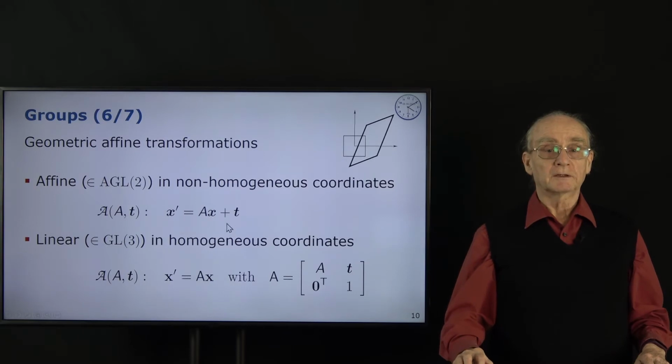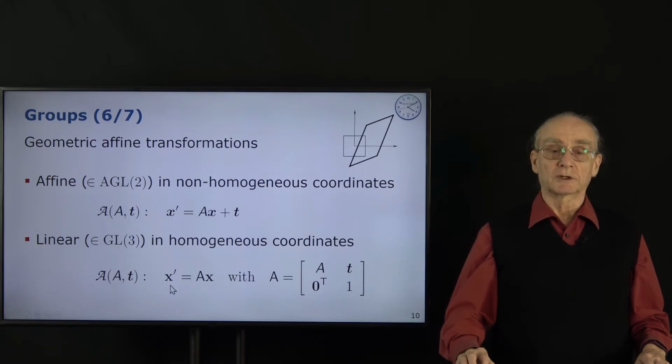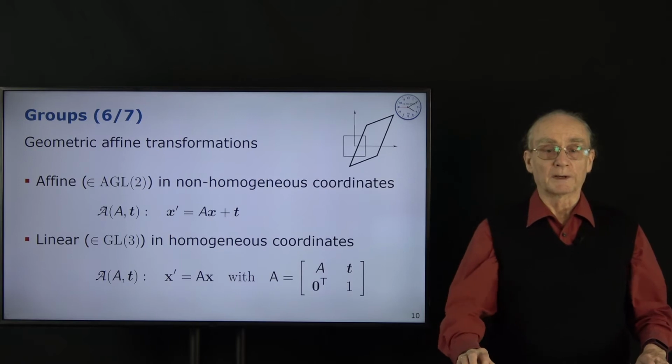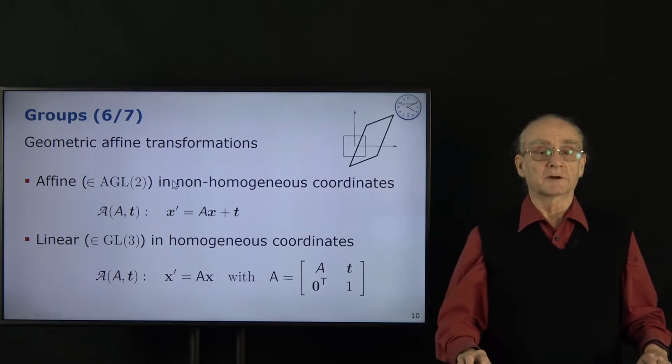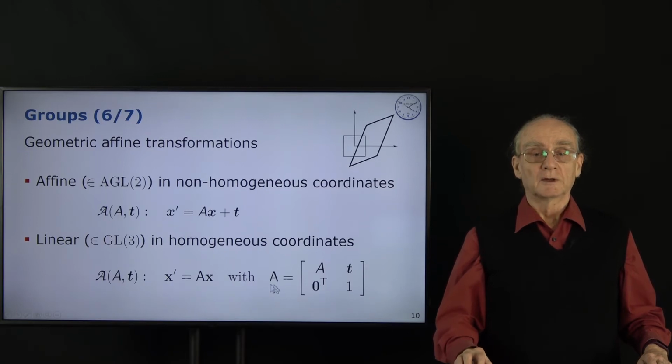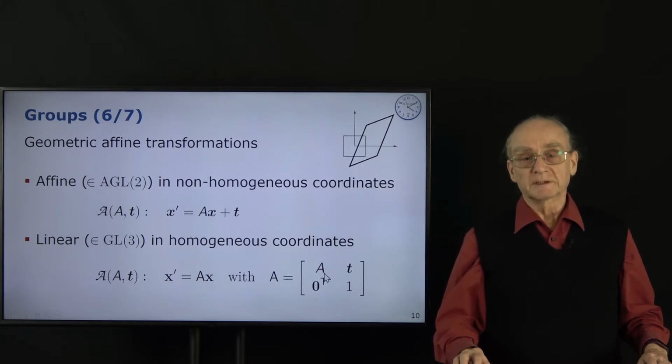If we now write this equation in homogeneous coordinates, we have seen last time that this is the product of the homogeneous vector x multiplied with a 3 by 3 matrix leading to a vector x prime, also 3 by 1. And in this case, if we want to represent an affine transformation, we need to have a special structure for this A, namely a 2 by 2 affine matrix, general matrix, regular, and a translation vector.